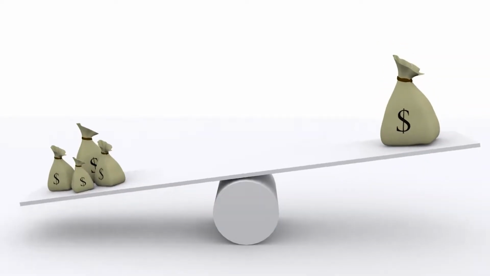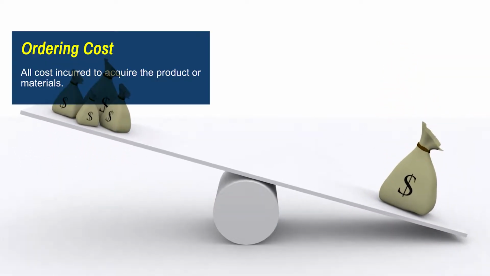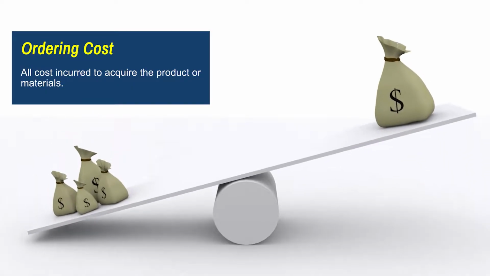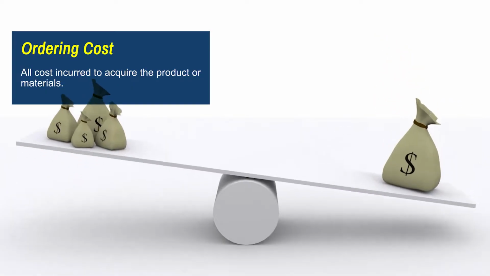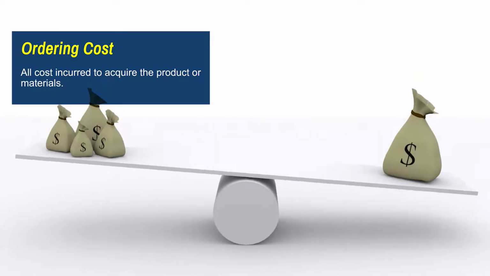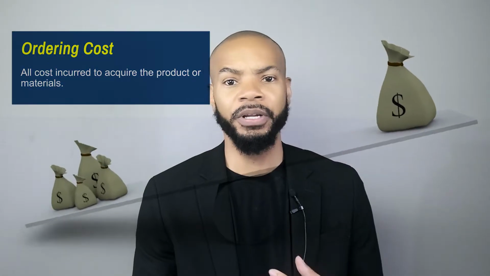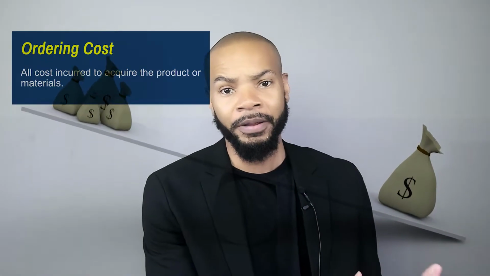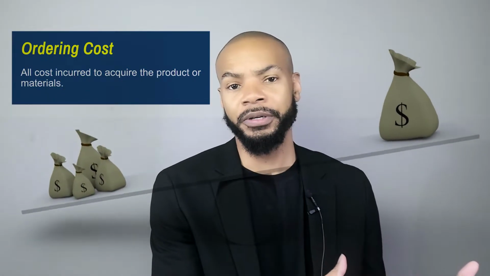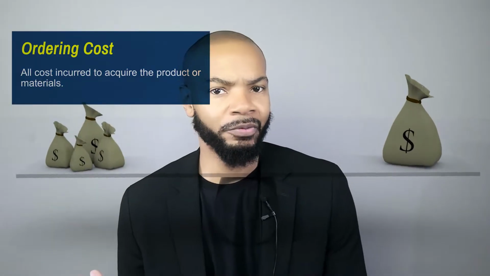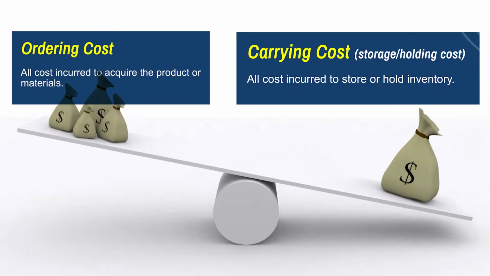Economic order quantity and economic production quantity are just models that companies use to optimize their inventory levels. When it comes to ordering inventory, there's a balance at play. On one side, we have what we call ordering cost, and that's any cost associated with ordering that product. That can be labor, any shipping cost, or any cost that the supplier may have associated with ordering a particular item. And on the other side, we have what we call carrying cost or holding cost.